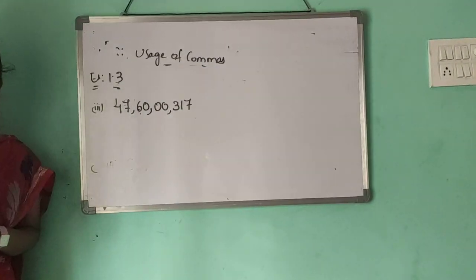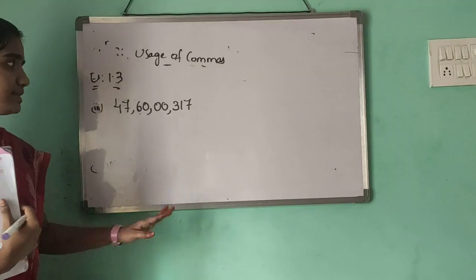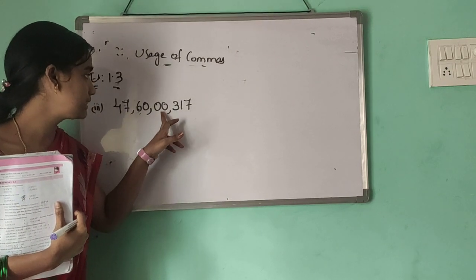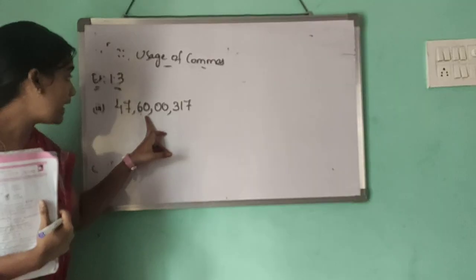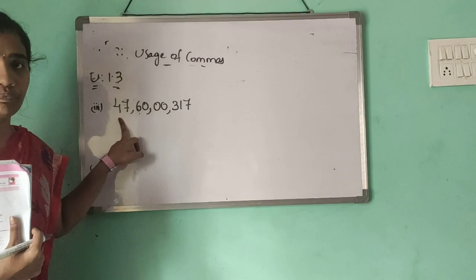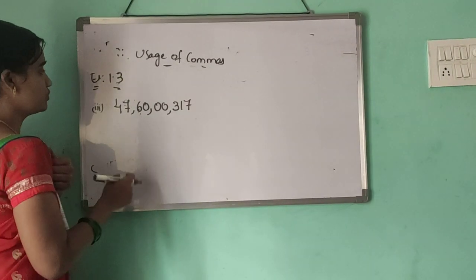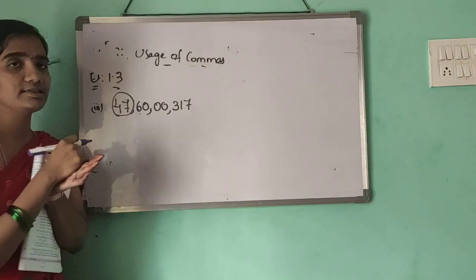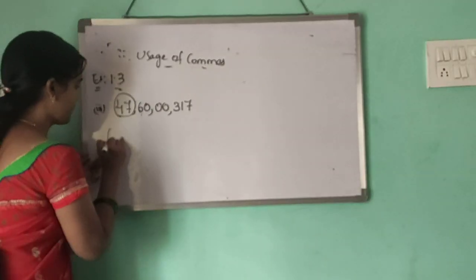Here also, count the digits first. How many digits are there? How many places? Ones, tens, hundreds, thousands, ten thousands, lakh, ten lakh, crore, ten crores. Here it is ten crores, so the whole number is considered as 47 crores.